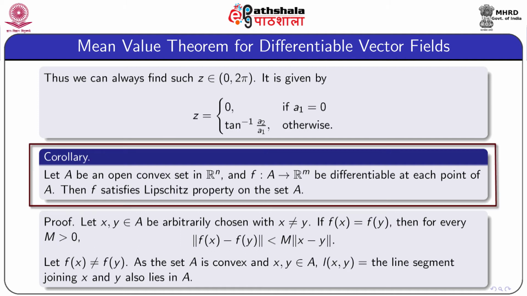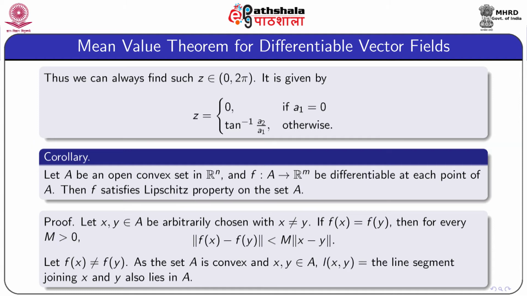Let A be an open convex set in Rn, and f from A to Rm is differentiable at each point of A. We claim that f satisfies Lipschitz property on the set A. We start the proof.